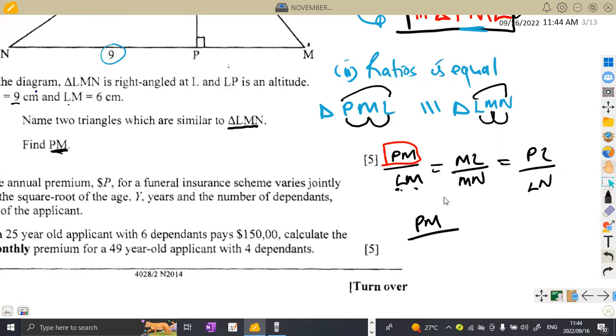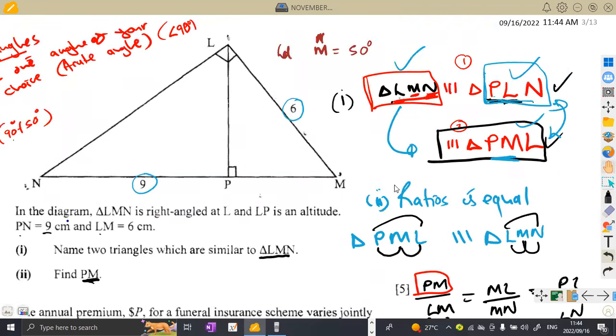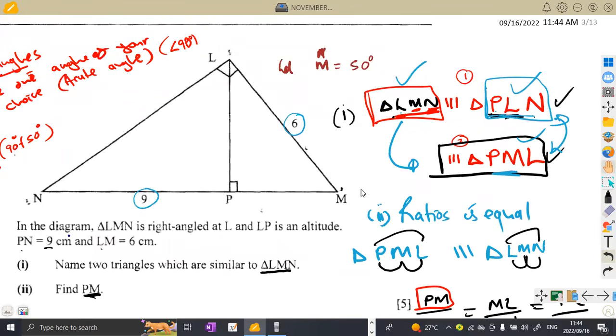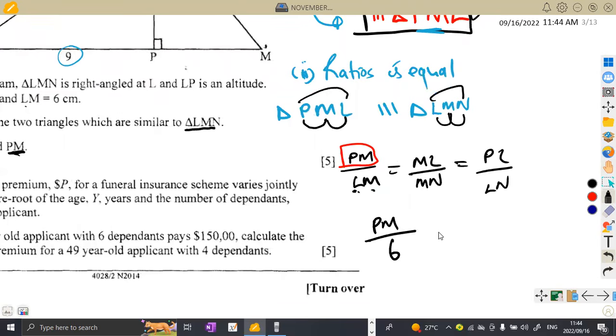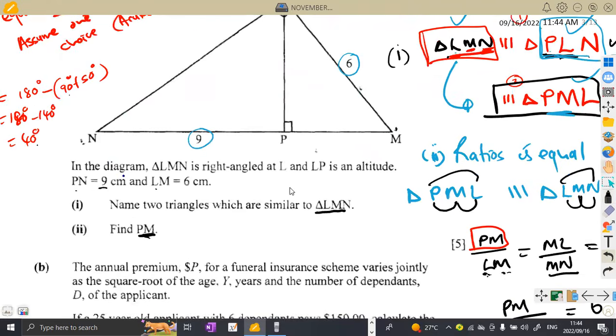Do we have LM on our diagram? Let's cross check. LM is there. From L to M, it's 6. So we are going to substitute 6 here. So it's going to be 6, which is equal to ML. Do we have ML? LM is the same as ML, guys. So it's going to be that 6 as it is again, over MN. Let's cross check our MN. This is our MN here.